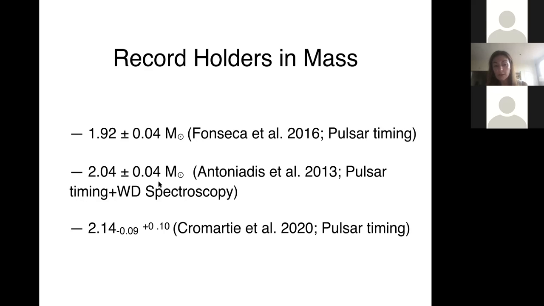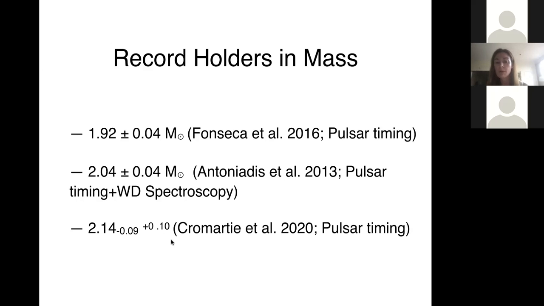There is a second record holder at 2.04 solar masses from Antoniadis et al., but this has only one post-Keplerian parameter measured, and in order to get two individual component masses, the additional constraint comes from the spectroscopy of the white dwarf. So it's not the same caliber measurement as pure pulsar timing, in my view. And the latest record holder is 2.14 solar masses with these error bars that you see here. Again, a Shapiro delay measurement. And this is the first data set from NANOGrav. We'll wait to see how this gets revised with future data.